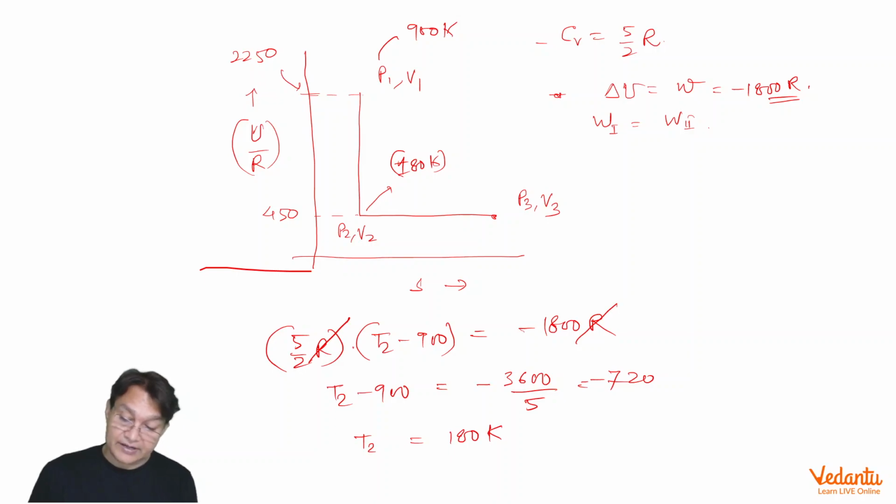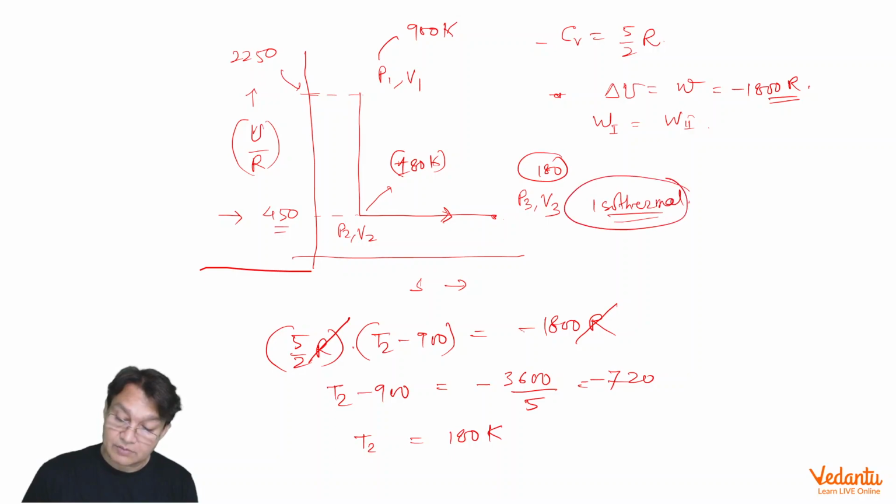Initially the temperature was 900 Kelvin, and in this process we have seen that it ends at 180 Kelvin. It is an ideal gas process, so naturally the temperature here must also be 180. So this process must be an isothermal process. So the second process is an isothermal process.